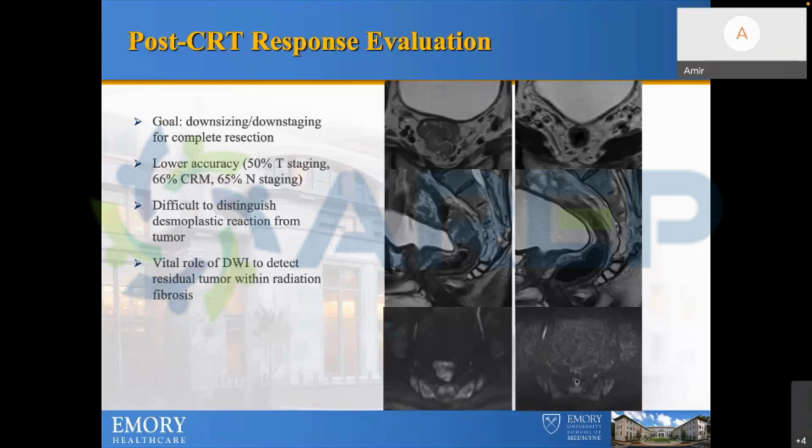Yeah, that was quite clear. I have another question for you, Dr. Amir. How regularly do you use gadolinium in MR staging?